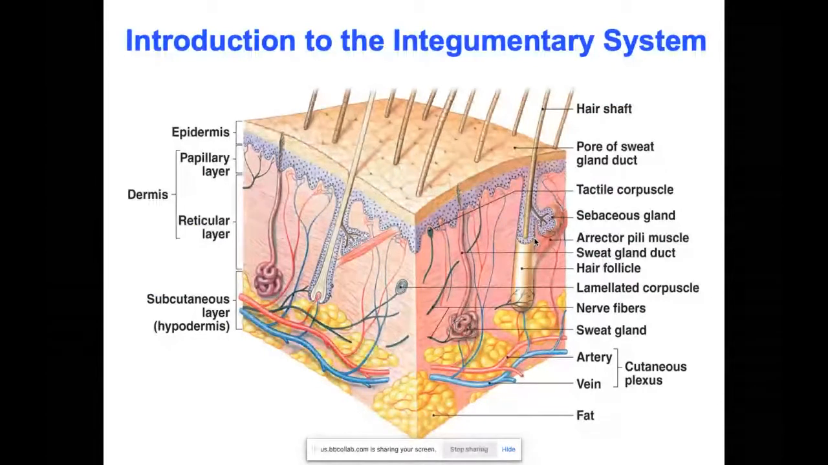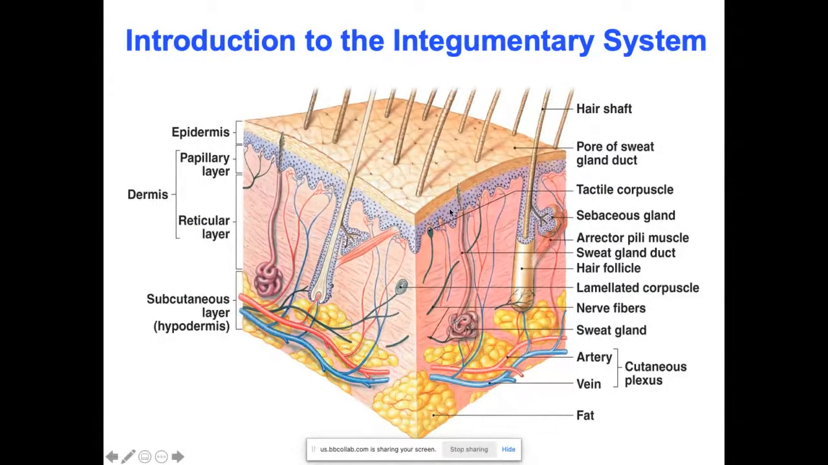After we cover the 4 types of tissues, we could then look at the integumentary system, which is the skin. And the skin is made up of all 4 tissue types. It's got epithelium, it's got connective, it's got muscle, it's got nerve. So now we can kind of put it together and bring some practicality to everything that we learned. Let's look at the skin.